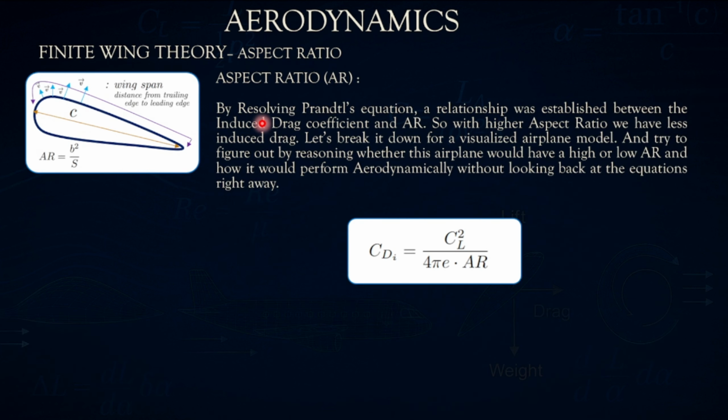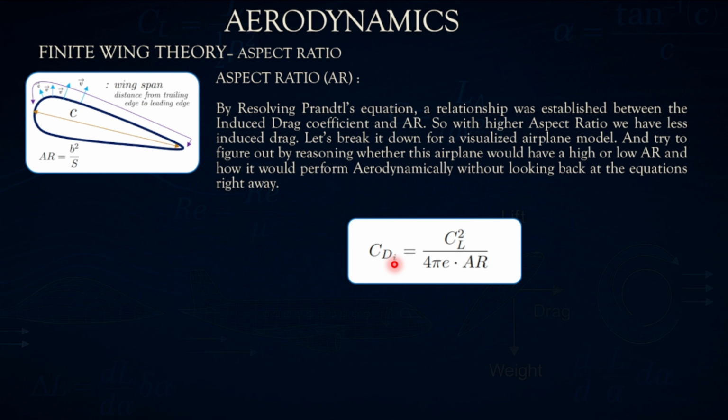Aspect ratio, or AR. By resolving Prandtl's equation, a relationship was established between the induced drag coefficient and the aspect ratio. So with higher aspect ratio, we have less induced drag. Let's break it down for a visualized plane afterward. But at first, let's examine the equation over here. You notice that the induced drag coefficient is inversely proportional to the aspect ratio. So for higher aspect ratio, you have a lower drag coefficient, and why? A higher aspect ratio means longer wing tips and narrower wing surface areas. So for high aspect ratio, you have less drag because you have a lower drag coefficient value, okay?